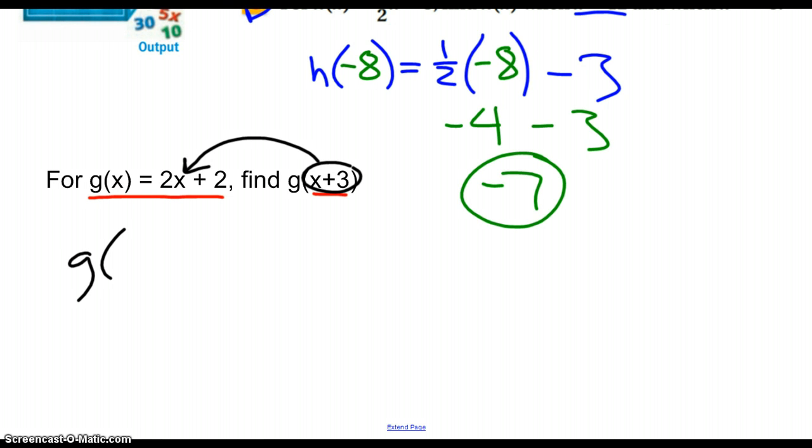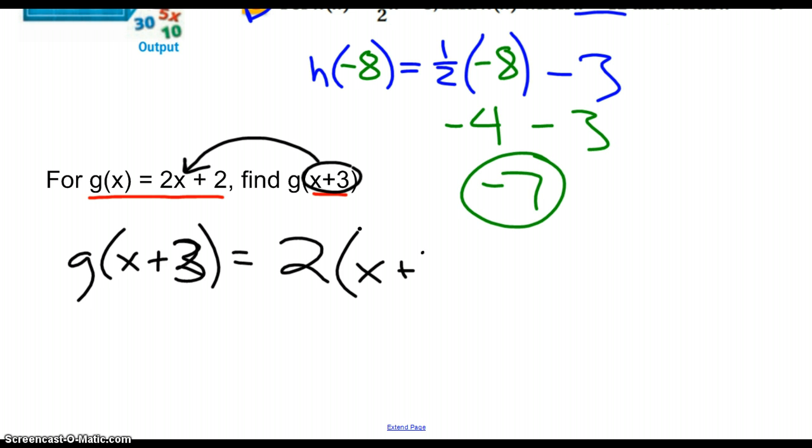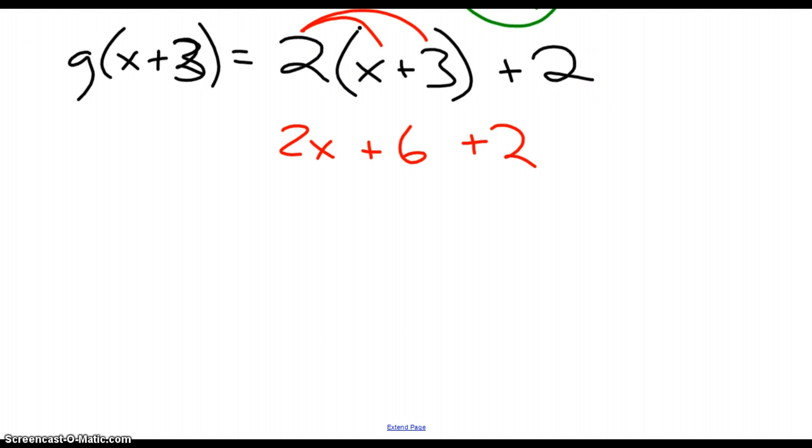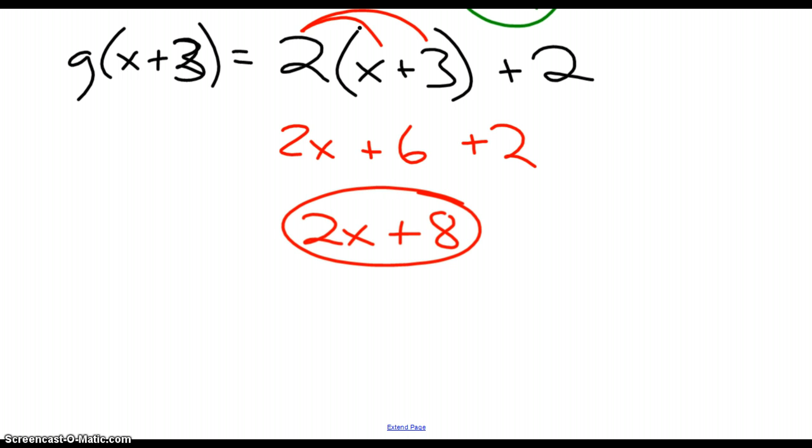So g of x plus 3 equals 2 times x plus 3, plus 2. And here's what we're going to do. We're going to do the distributive property, 2x plus 6. We also have that plus 2. So 2x plus 8. And there we go. So we'll talk more about that tomorrow, but that is evaluating an expression.